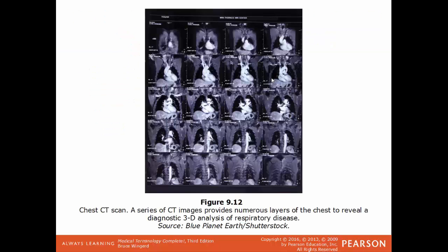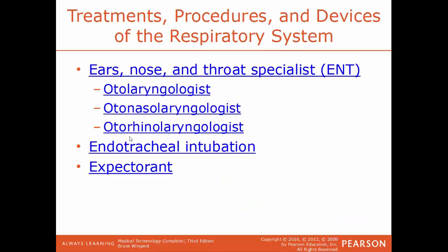In this image, we have an example of what a chest CT scan would look like. As you can see, you get multiple images, multiple slices of one section of the chest. A lot more detailed images than you would get on a regular chest X-ray. You can also get a three-dimensional perspective of the patient, as opposed to a 2D image that a chest X-ray would offer. Our next one is a term we've already talked about before, an ENT specialist, ear, nose, and throat.